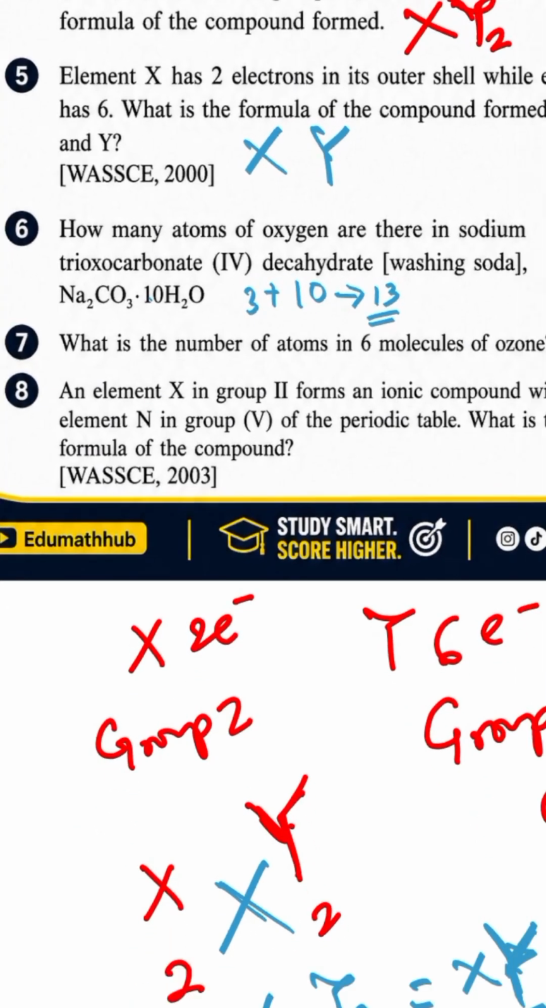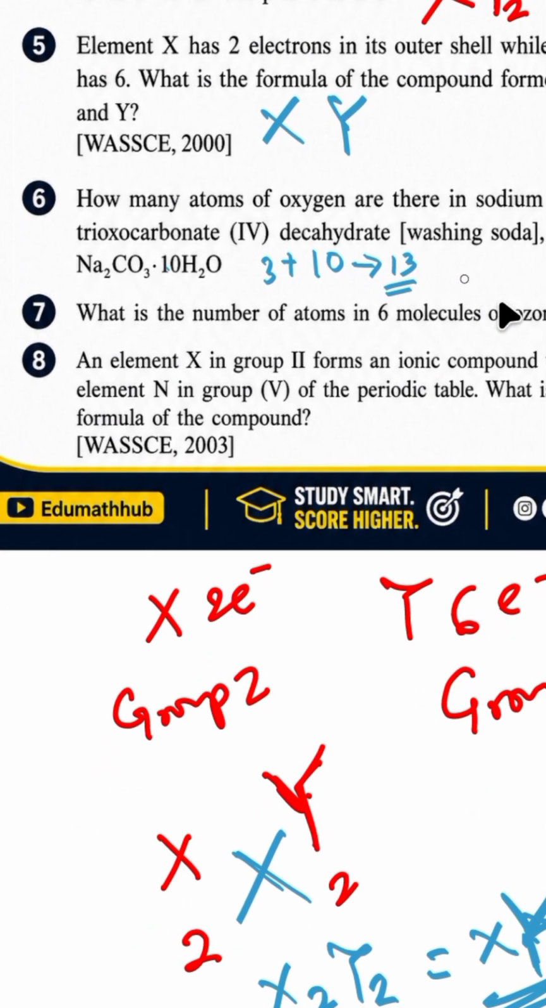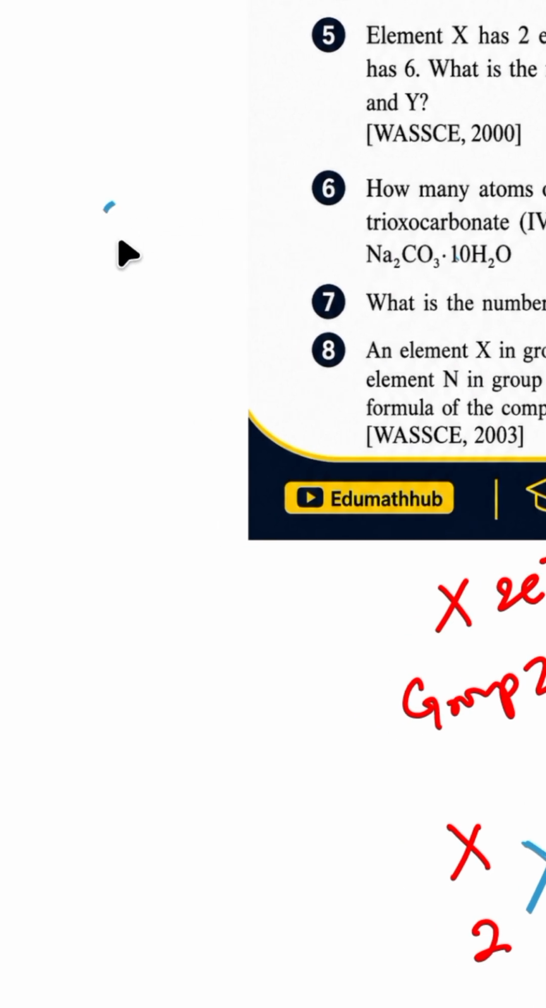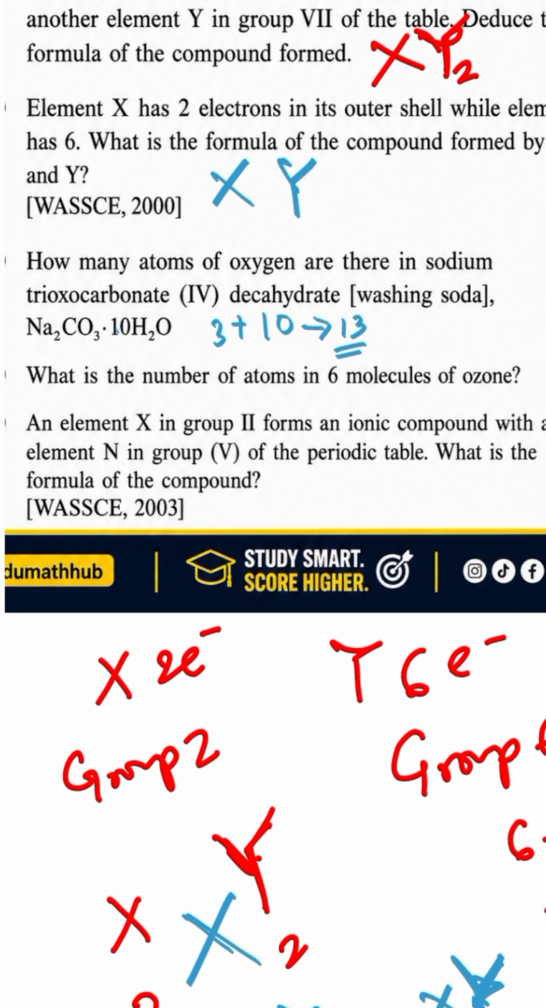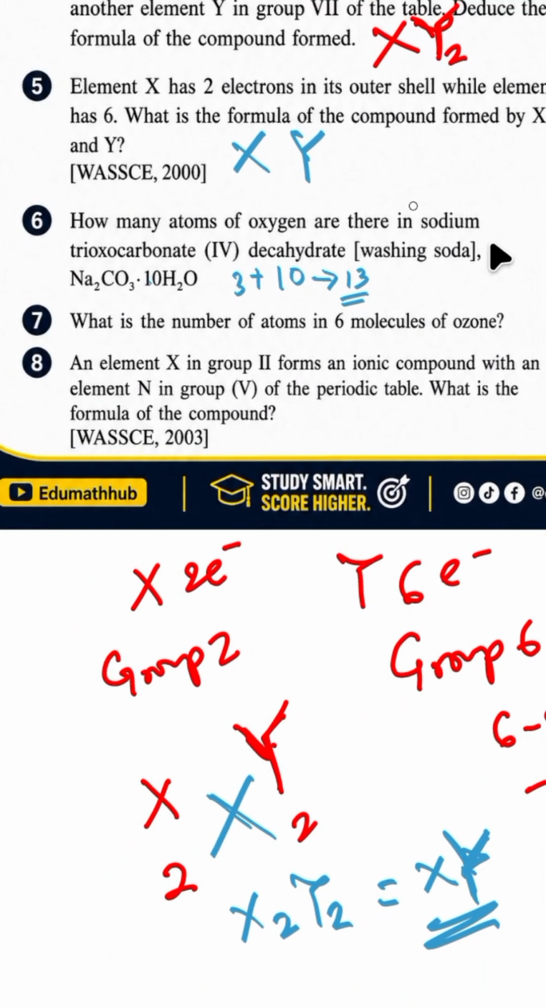I hope you understand. Next one, what is the number of atoms in 6 molecules of ozone? Ozone is O3. This is the formula for ozone. And they say 6 molecules of it. That will be 6O3. Total number of atoms will be 6 times 3. That's 18 atoms. So choose your answer from there. The answer to number 7 is 18 atoms.